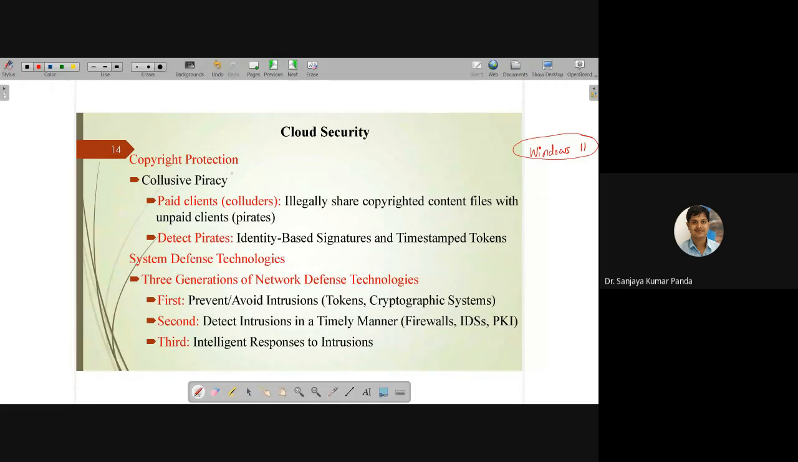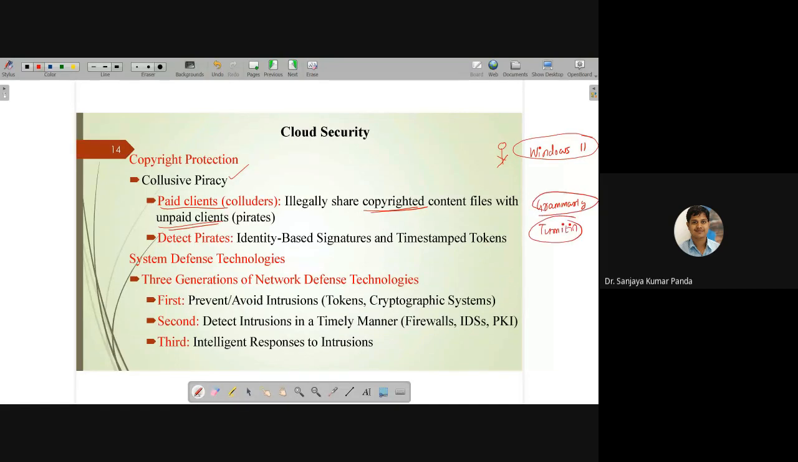One such case is called collusive piracy. What it says is, the paid client who actually paid for Windows 11, we call them colluders. So they illegally share the copyrighted content with the unpaid clients. Okay, so you hold the copyright. Like many people nowadays use Grammarly for writing research articles, and many people use Turnitin to check plagiarism. So they hold the copyright.